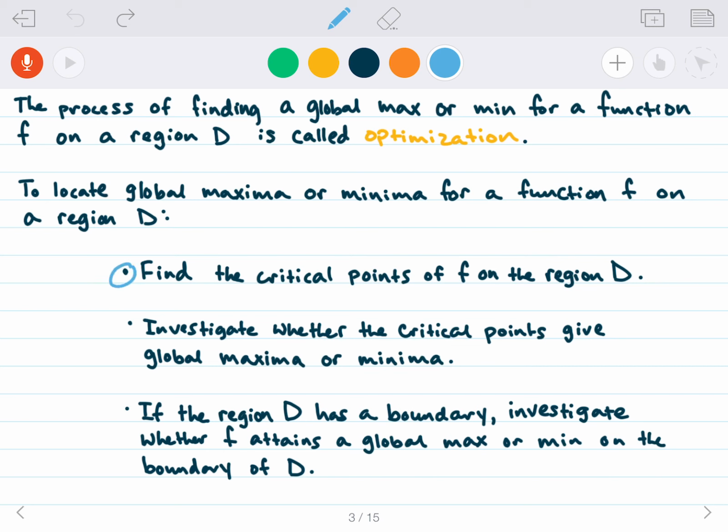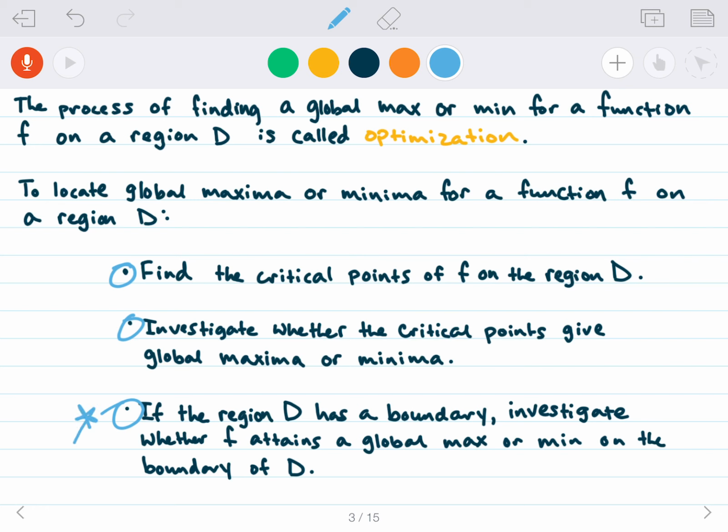We want to first find the critical points. Okay, that's what we did in the last lecture. We looked at the critical points and we determined whether or not those critical points produced a local max, a local min, or a saddle point. Okay, we're going to investigate the critical points and see whether or not they give global maximums or minimums. And we're going to talk about this part in a few slides.